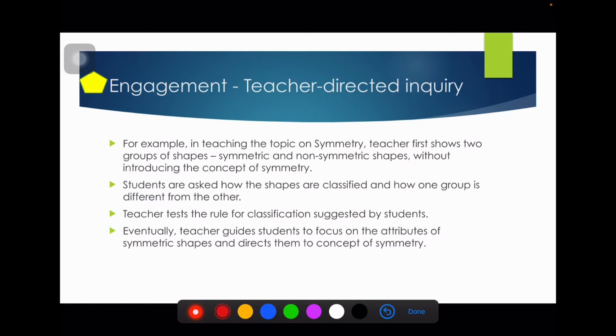Okay, so for example, in teaching the topic on symmetry, the teacher first shows two groups of shapes. There are two types of shapes: one is symmetric and one is non-symmetric, without introducing the concept of symmetry. So you don't tell them, today we're going to learn about symmetry. Before you tell them the learning objective, you give them this kind of activity first.